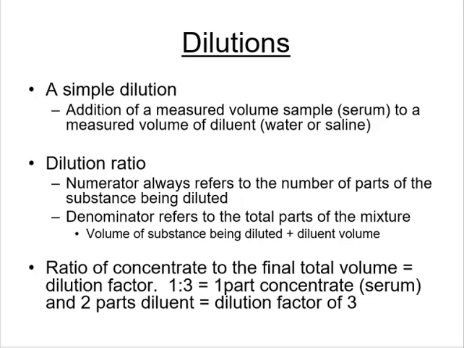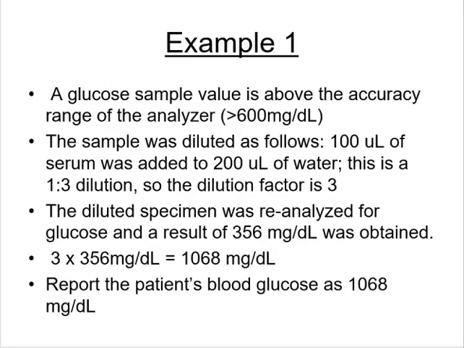So the ratio of concentration to the final total volume equals the dilution factor. If you have an example of 1 to 3, you have 1 part of concentrate, the serum, and 2 parts of diluent. So the dilution factor, or the denominator, is 3. That's total parts. It wouldn't just be 2, the parts of diluent, it's 3, the total volume, or total parts. Let's look at an example for a dilution.